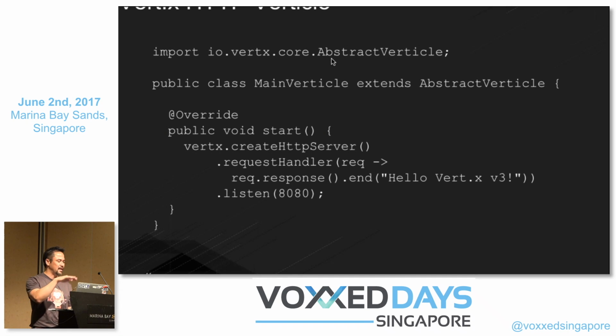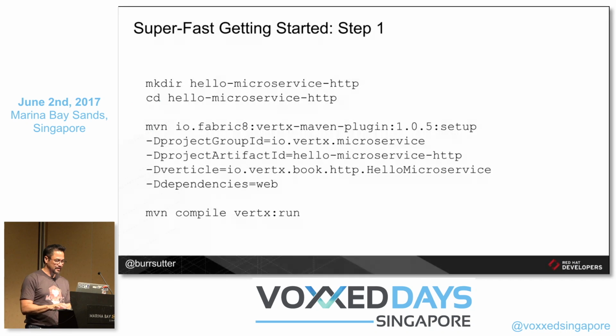So it's one import statement, one class declaration, one method, and in that method you then set up the rest of the things. This sets up the HTTP server, and you can see right here it simply responds with a hello Vert.x, and it listens on port 8080. Okay? And if you're familiar with Node.js, you're like, oh, that's kind of like Node.js. Exactly. Okay?